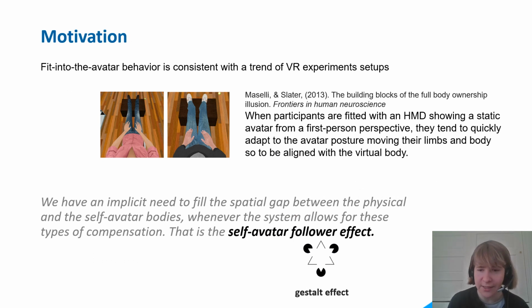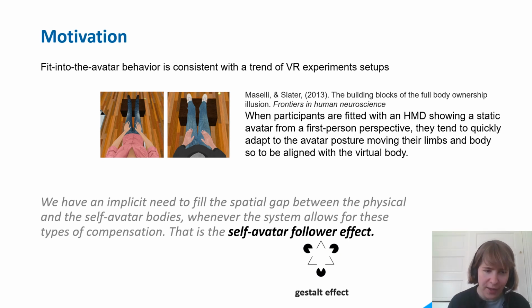There might be other examples, but it's kind of giving a way of thinking that embodiment changes our motor performance. And that is because we're trying to fit into the avatar. This is a behavior that we're seeing as a consistent trend through VR experiments and setups. And even when people are given an avatar that is completely static, they enter into this avatar and they try to change their posture and limbs to be aligned with the virtual body. So we've seen that in multiple experiments.